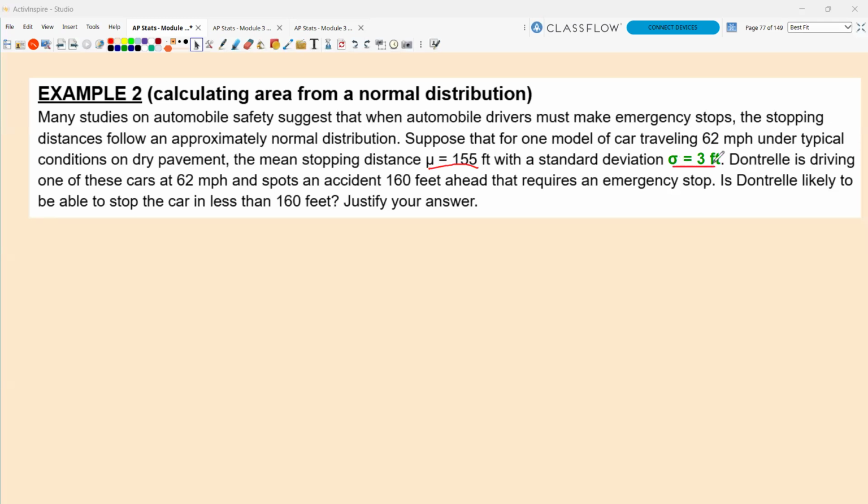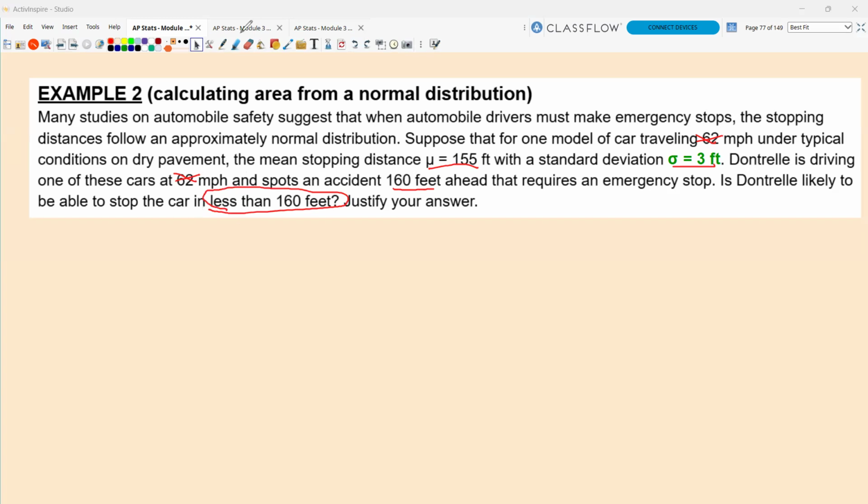One thing that I noticed is that I'm given a mean and a standard deviation. The 62 is really irrelevant information because we're just talking about cars that are traveling 62 miles per hour, so I don't really need that right now. I'm going to go ahead and cross that out. We do have an accident that's 160 feet ahead, and we want to know the probability that Dontrell is likely to be able to stop the car in less than 160. So that's an important thing in this case.